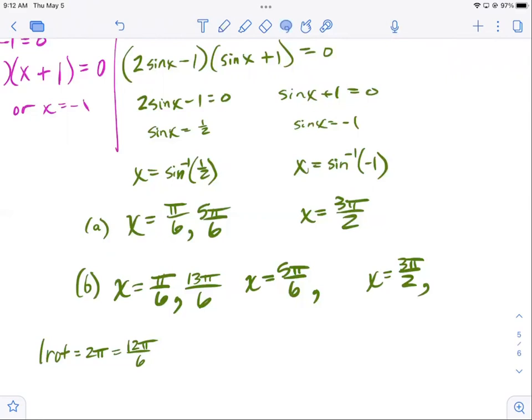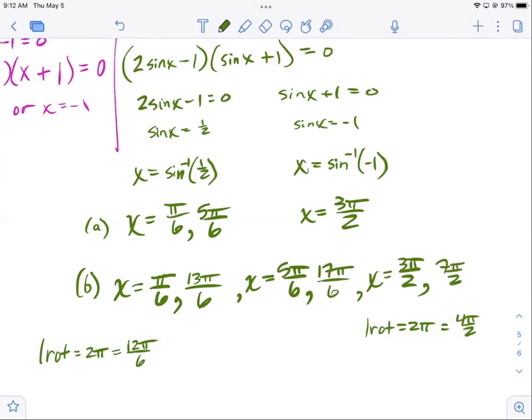Okay, and then we'll do the same thing. So we get 5 pi 6, and then its coterminal buddy, one rotation away. 12 plus 5 is 17 pi 6. And then we have the last guy, 3 pi halves. Now, in this case, one rotation is still 2 pi, but in terms of halves, it's 4 pi halves, right? So we just kind of cut the 2 pi up into however many partitions we need. So what's 4 plus 3? 7 pi halves. There you go.